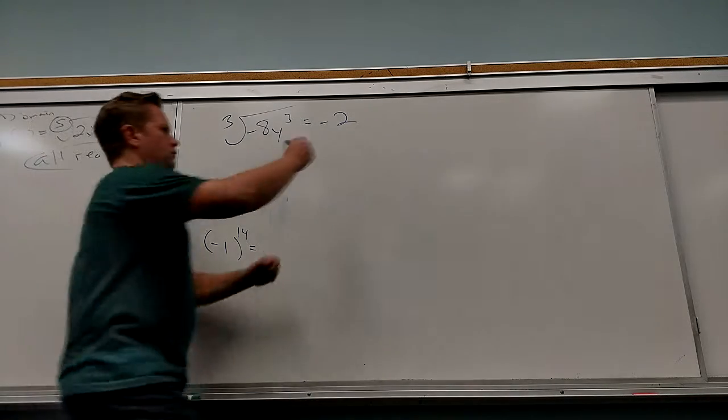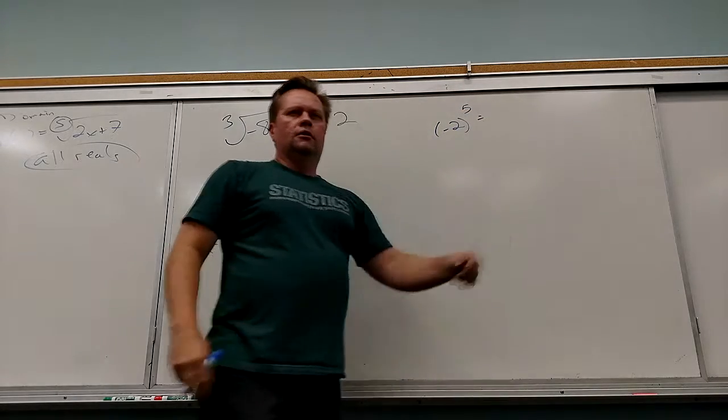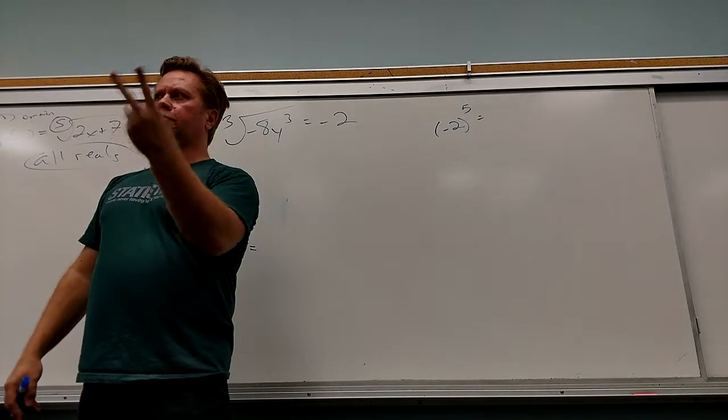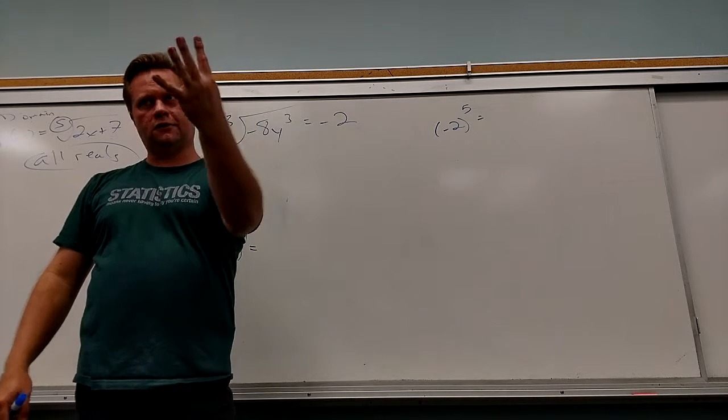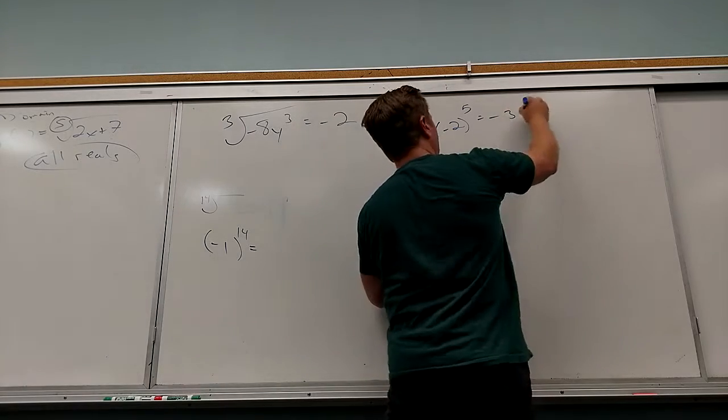Do you guys get that? So what is negative 2 to the 5th power? Negative 2 times negative 2 is 4, times negative 2 is negative 8, times negative 2 is 16, times negative 2 is negative 32. It came out negative. Of course it did.